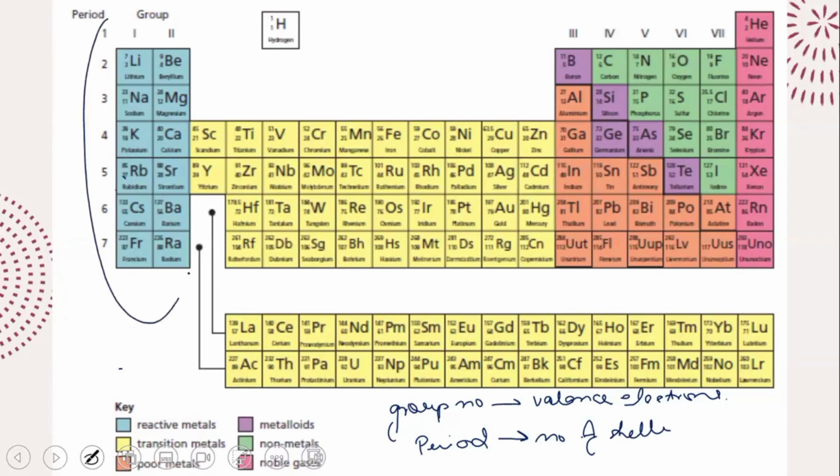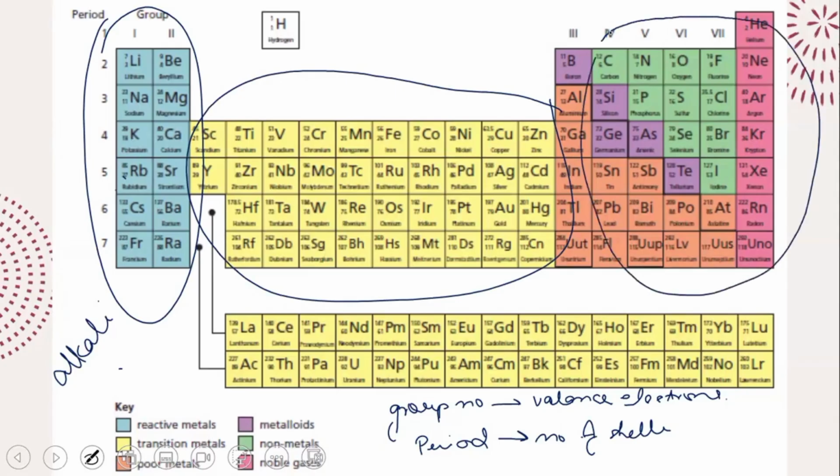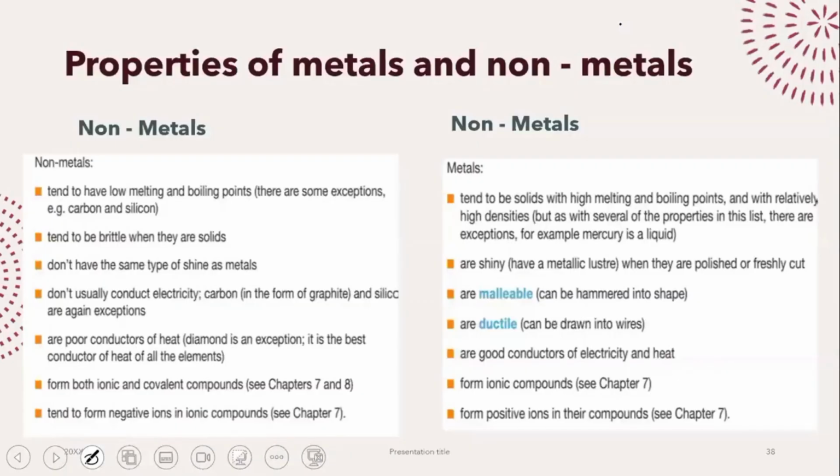Group number 1 and group number 2 are known as our alkali metals. Then after group number 2, we have our transition metals. And then from group number 4 onwards, we have non-metals. Now, let's quickly go over the properties that we see with metals and non-metals.